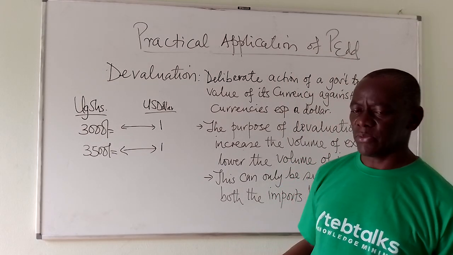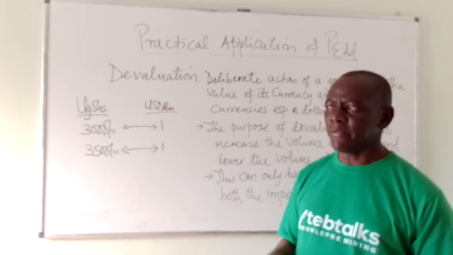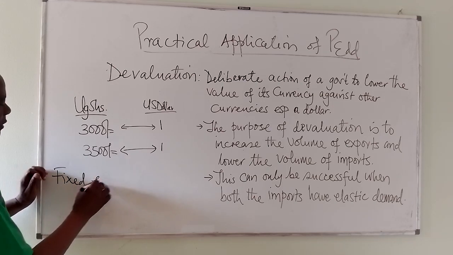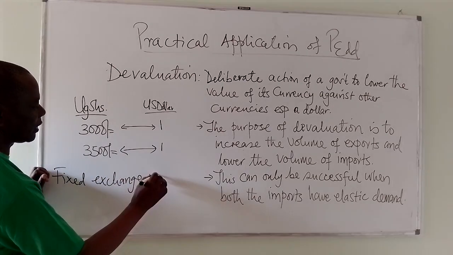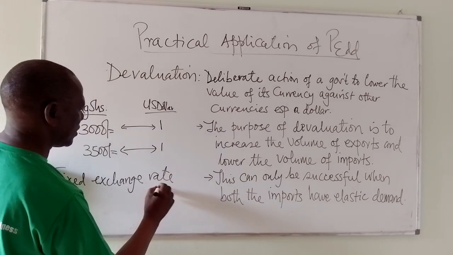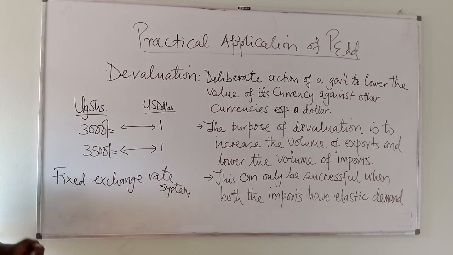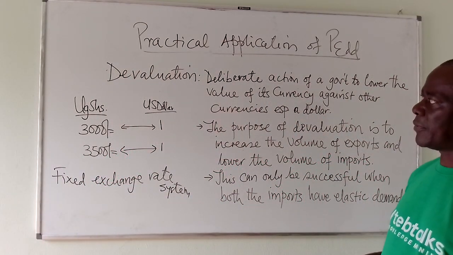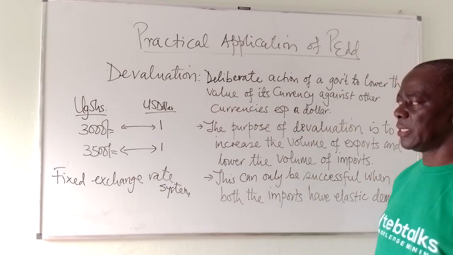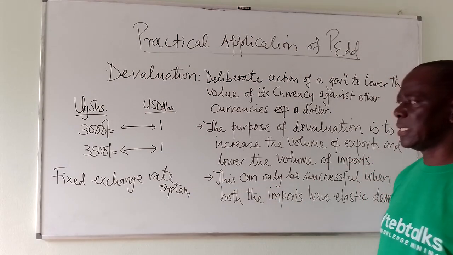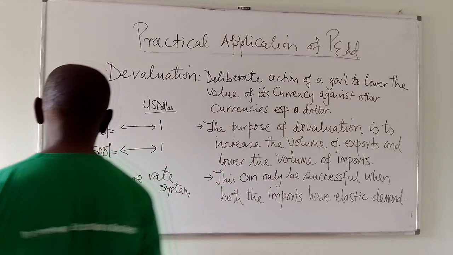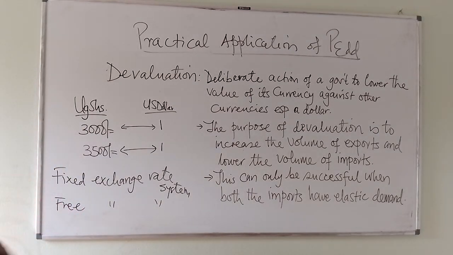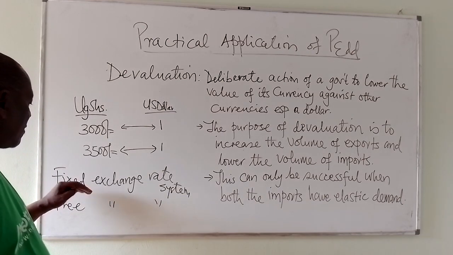Someone may ask, in the Ugandan case, we have not had the government devaluing. Devaluation takes place where we have what we call a fixed exchange rate system. That's when you can have devaluation. Uganda is a free market economy, so we don't have this devaluation. In other words, if you are giving examples, devaluation may not be applicable in the Ugandan situation because we don't have a fixed exchange rate system. What we have in Uganda is a free exchange rate system. In some other countries, they have a fixed exchange rate system.